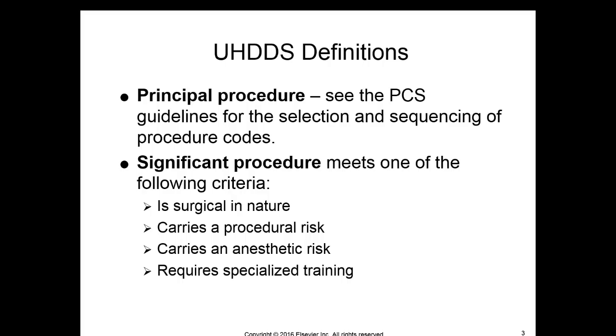Now let's talk about what a significant procedure is. A significant procedure means that the procedure was surgical in nature, that it carried a procedural risk, that it carries an anesthetic risk, and it requires specialized training. We do not code procedures unless they're significant procedures or unless they're a non-OR procedure that impacts reimbursement.